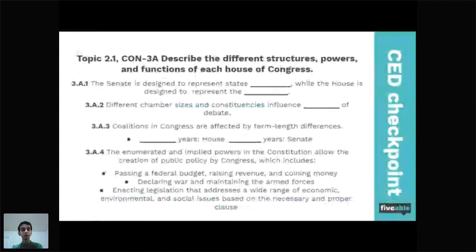Another thing, I know this is probably super tiny, but this is exactly what College Board says you have to know about this topic. So we're going to work through it as a checkpoint and see if we can answer these questions, because if we can, we're prepared for success on the AP exam. The first blank: the Senate is designed to represent states blank, while the House is designed to represent the blank. Can anyone fill in the blanks?